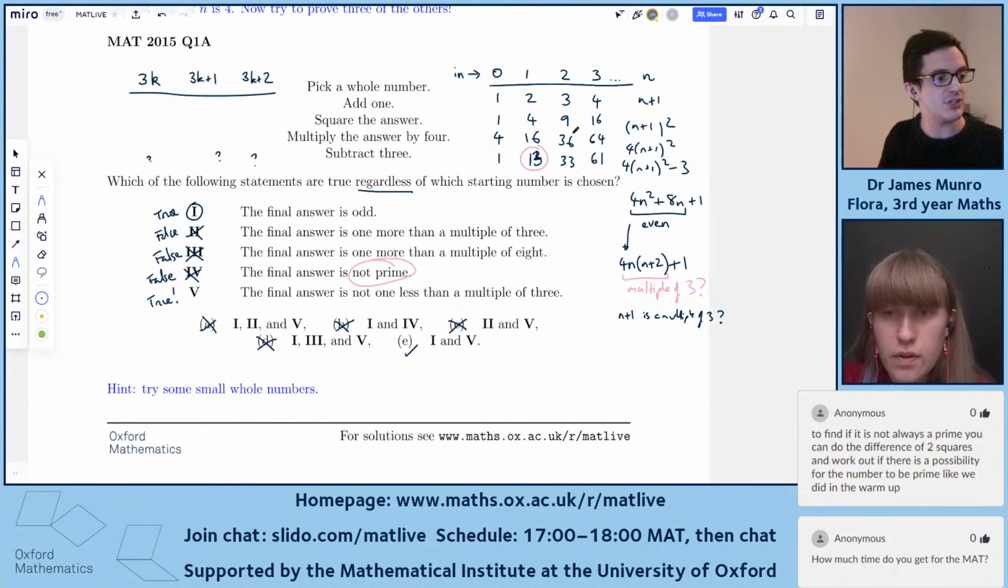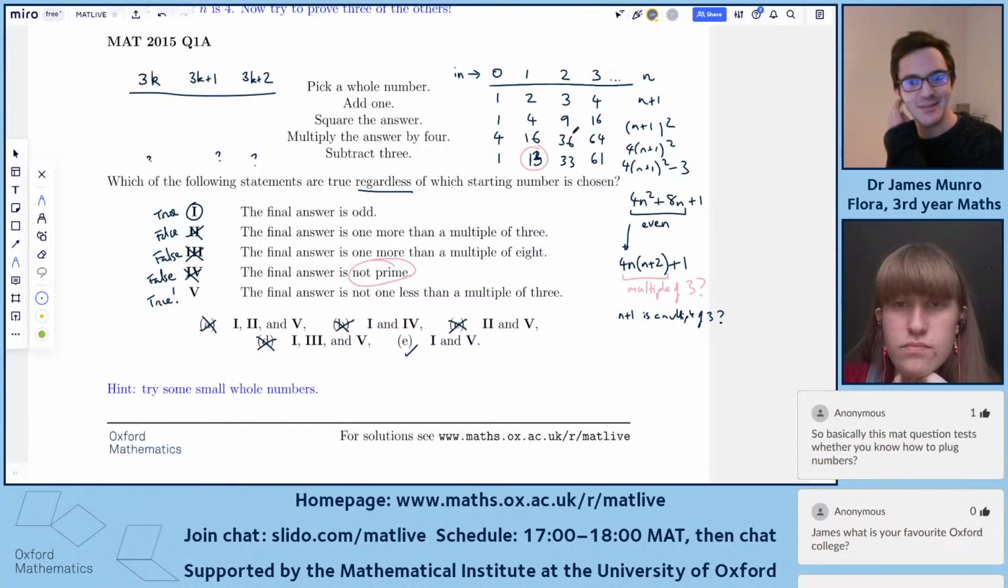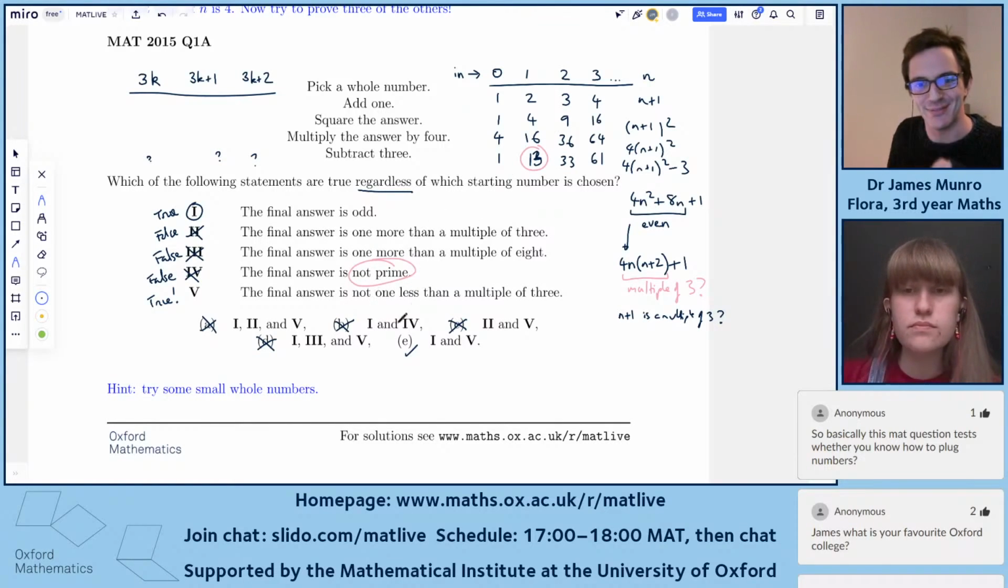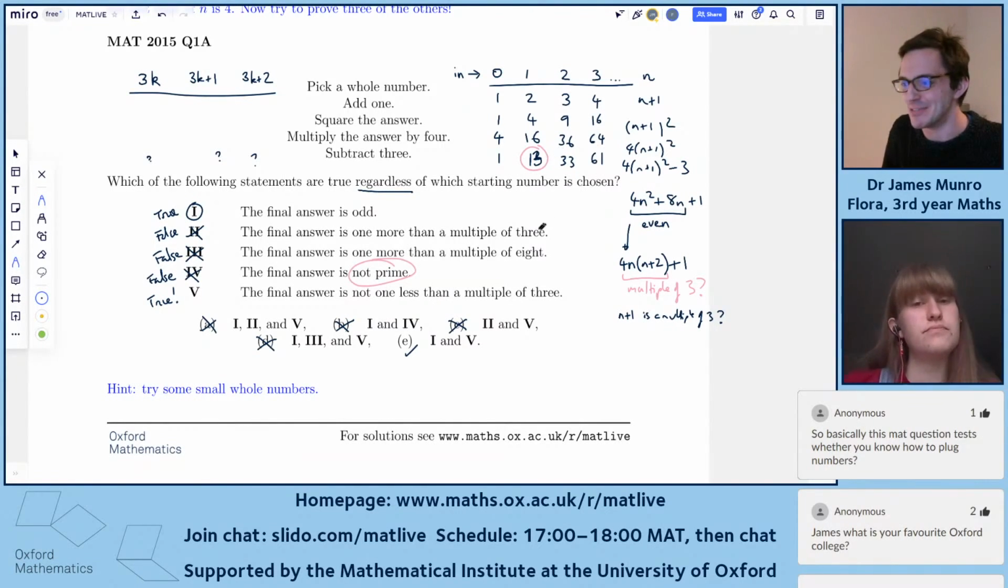Okay, how much time do you get for the MAT? You get 2.5 hours. Does this MAT question test whether you know how to plug in numbers? A little bit, and I nearly got that really badly wrong. A little bit, and also checking that you can understand what these statements mean when you get the numbers out, which is quite a lot of maths, right?